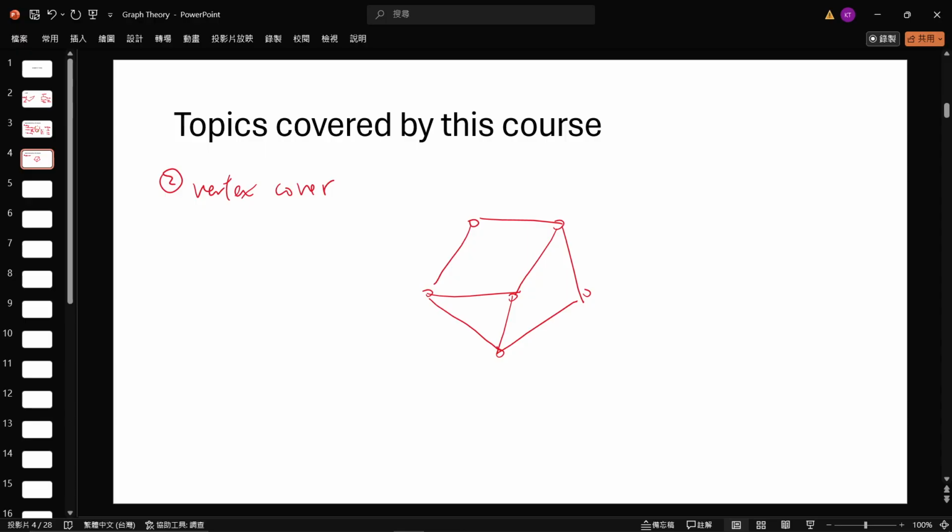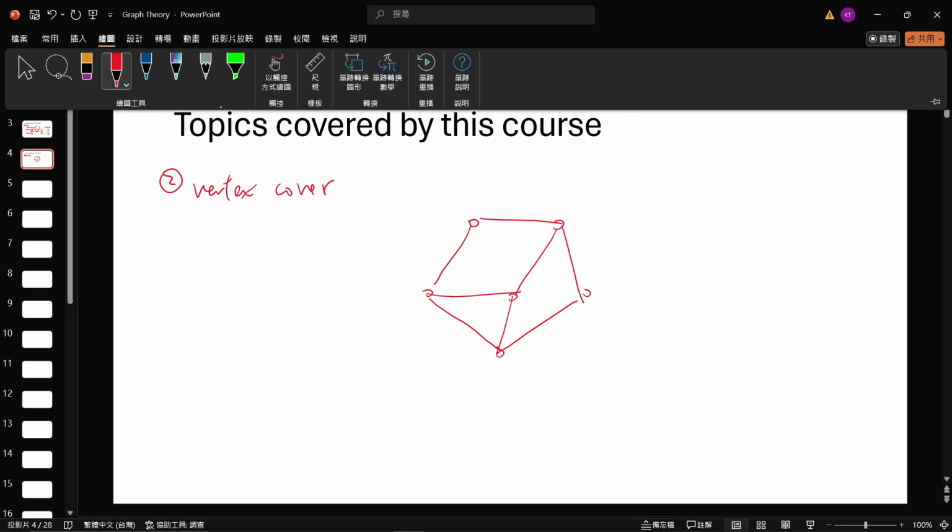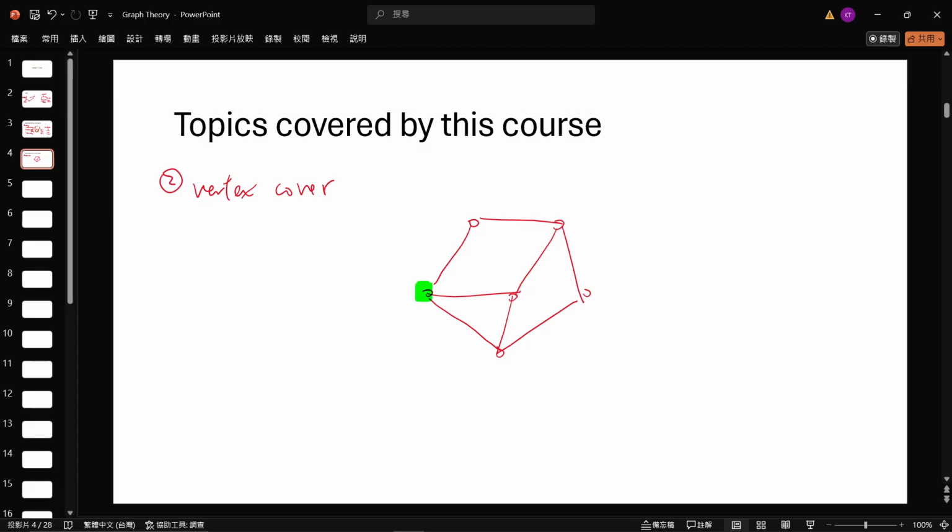So back to this vertex cover problem. Once again, you have a graph, and I just mentioned that for this problem you have to choose some vertices, and your mission is to cover. To cover what? You have to cover all the edges. These are the edges. You have to cover them. So what do I mean by cover? Suppose I choose this vertex. Then which edges can be covered by this vertex?